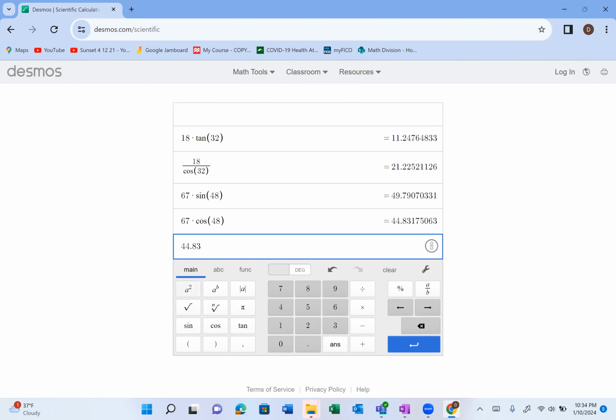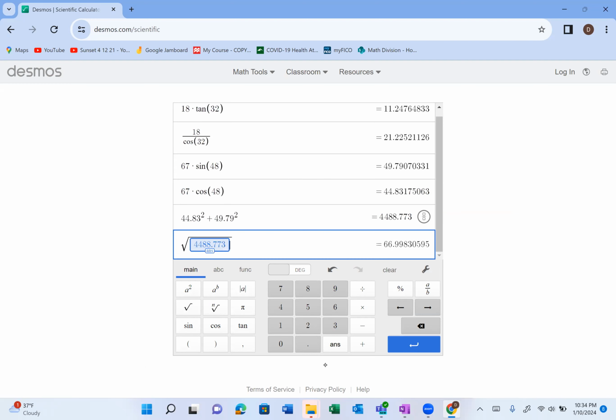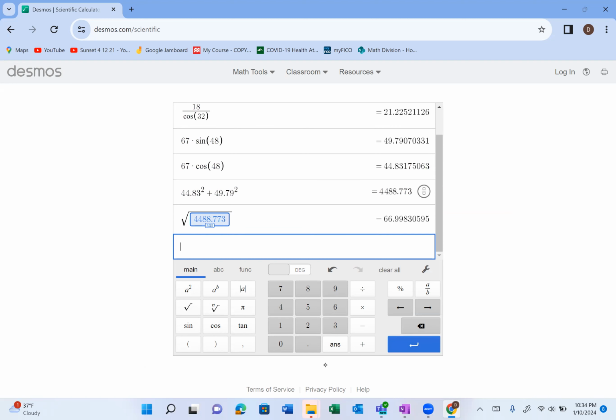44.83 squared plus the other number, 49.79 squared, equals this, 4,488.773. So let's take the square root of that previous answer. I can use the previous answer button that I can pull up there. And if I find the square root of that, I'm getting really close. I'm getting 66.998.